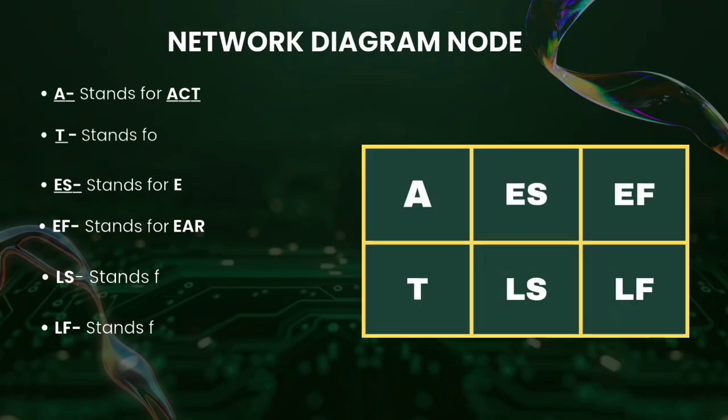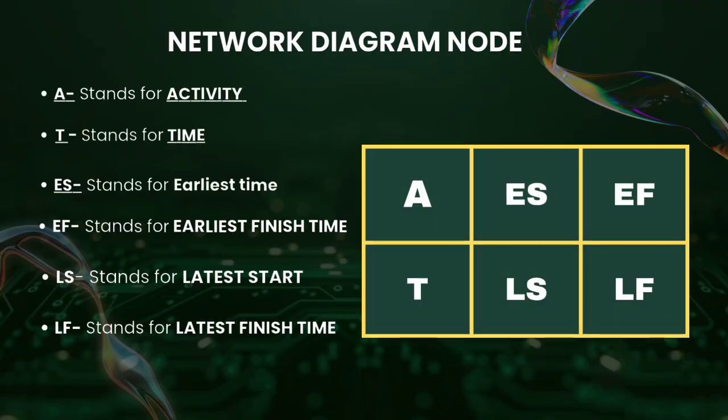We will be using this node convention here, in which A stands for activity and T stands for time. ES is the earliest start where the activity can start, and EF is the earliest finish time. LS is the latest start time, and LF is the latest finish time.